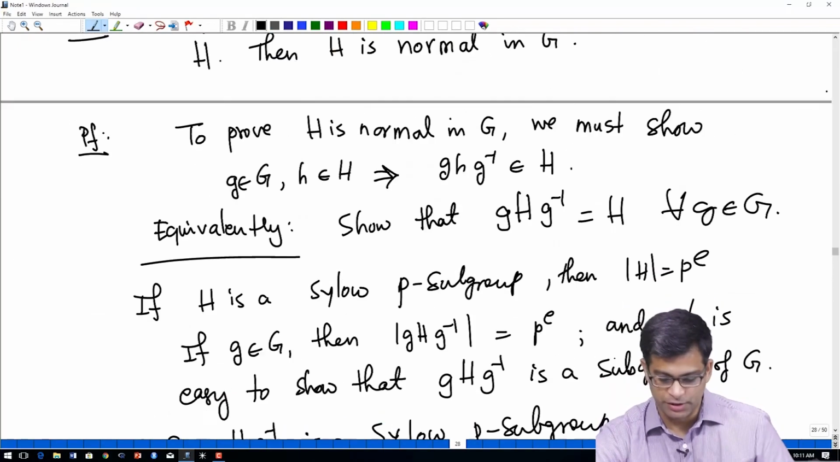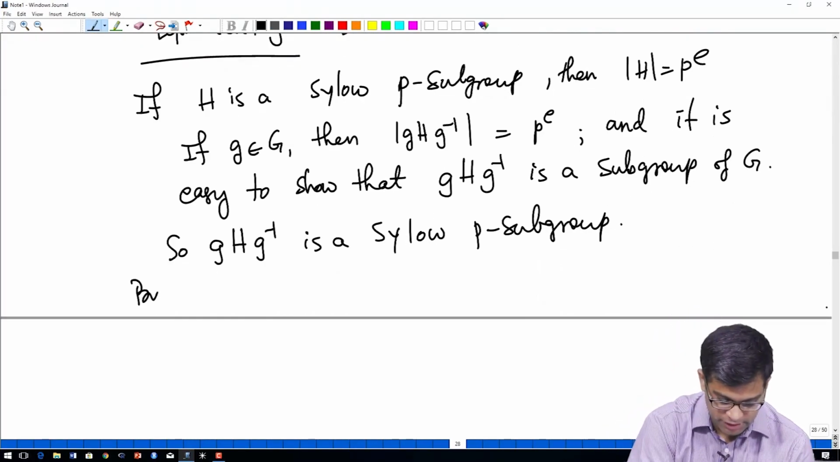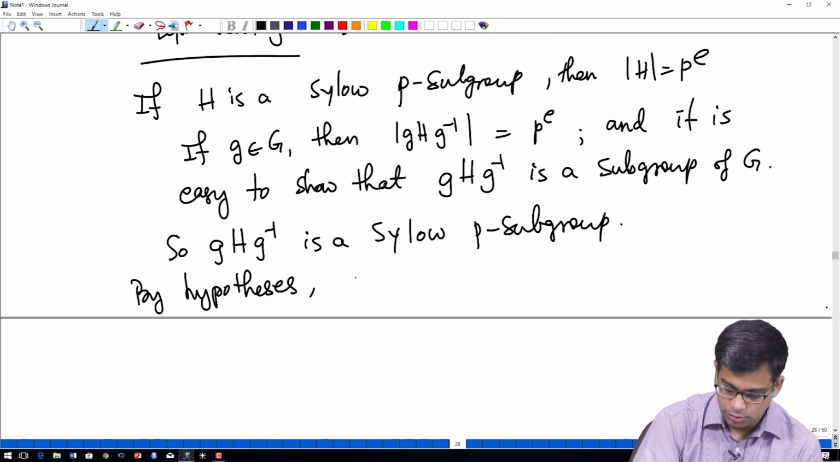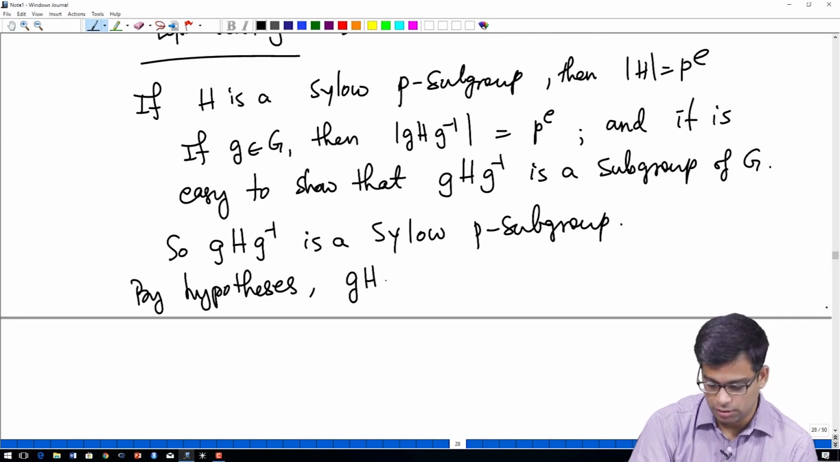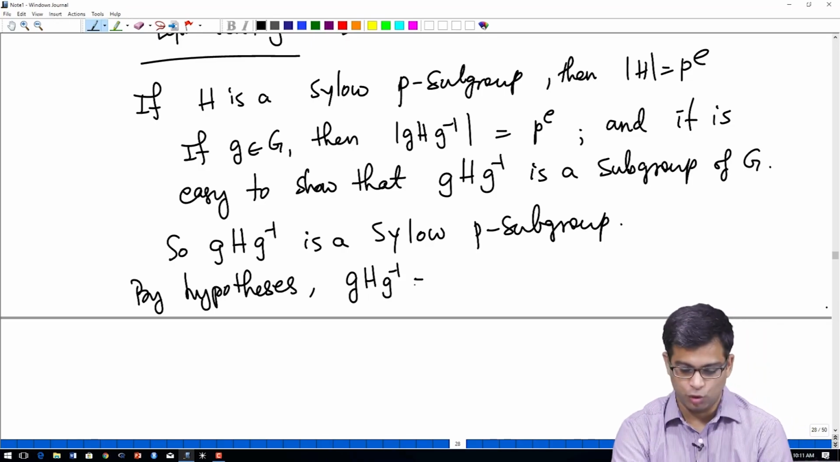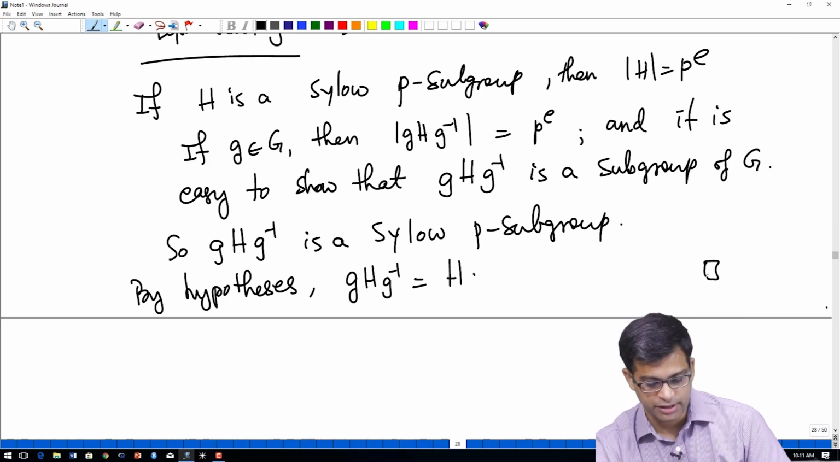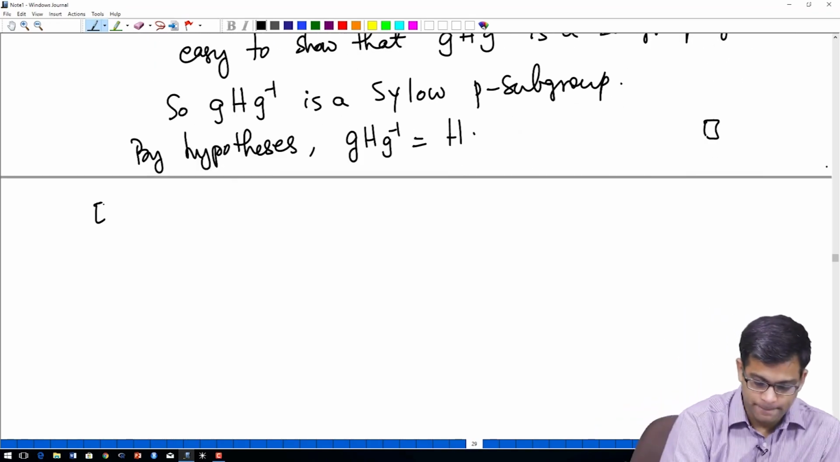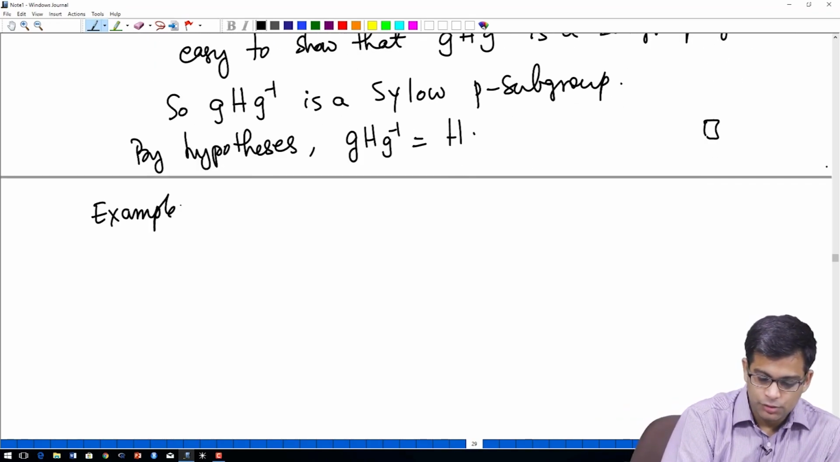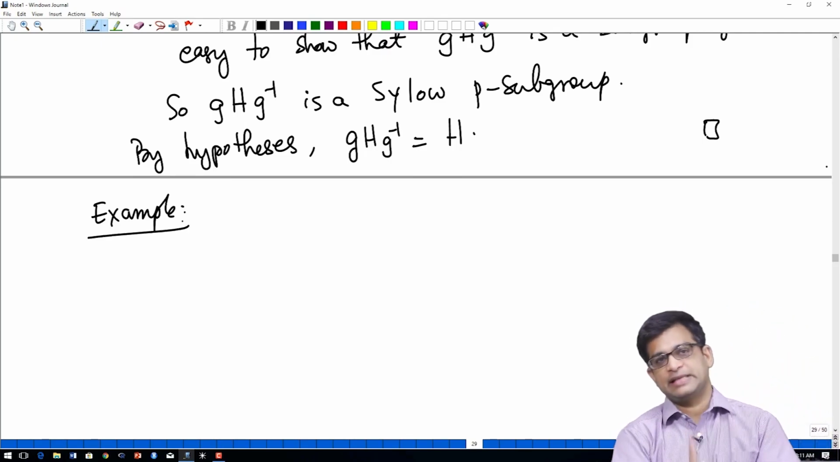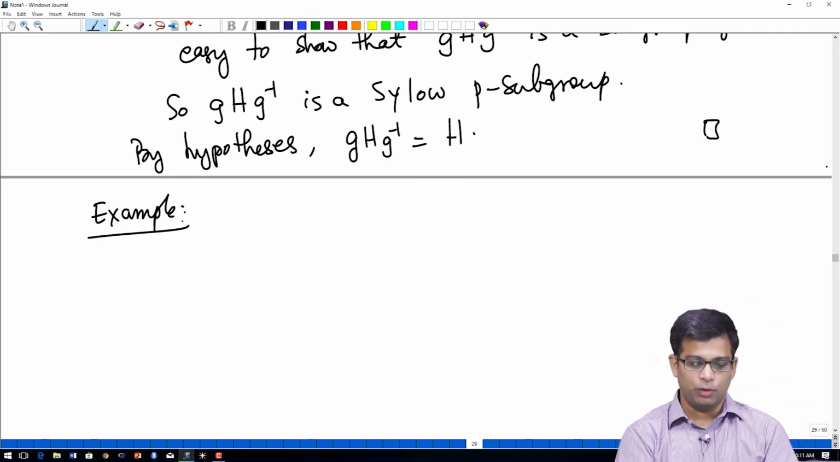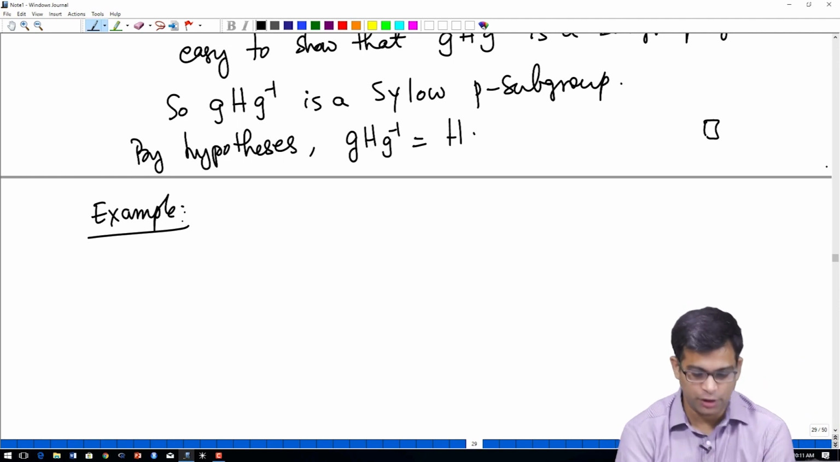But what was our assumption in the corollary? G has only one Sylow P subgroup. By hypothesis, there is only one Sylow P subgroup, namely H. So, g H g inverse is H, and that proves that H is normal. As an example, if you somehow conclude that there is exactly one Sylow P subgroup, that Sylow P subgroup must be normal.